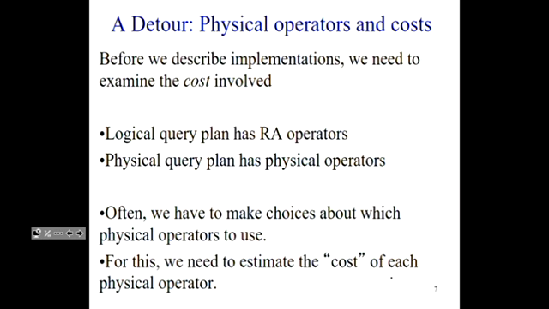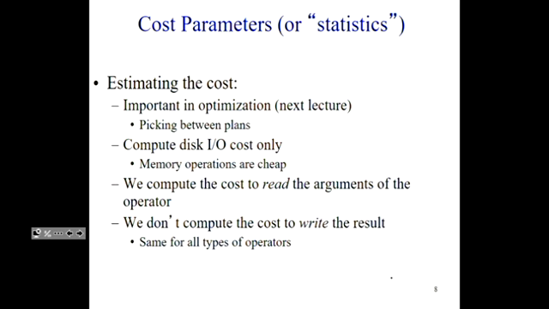So, in order to pick between various physical operations, we need to estimate the cost of each of these physical operations. And estimating this cost is important in optimization, in picking a good physical query execution plan for your query, in picking what you actually end up doing in order to execute a query.